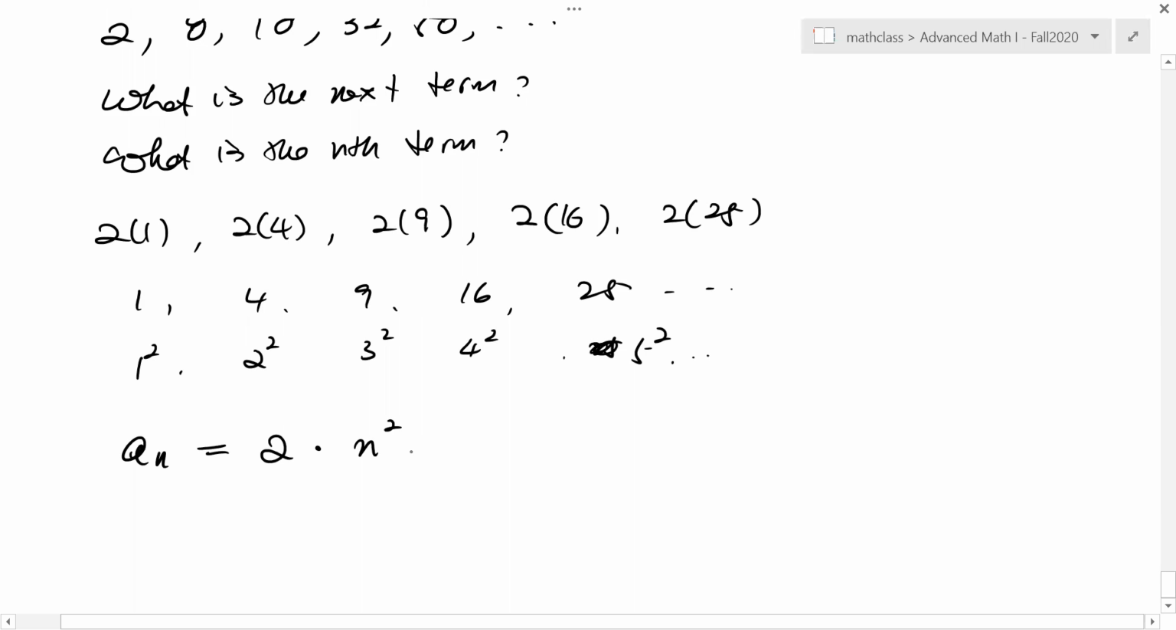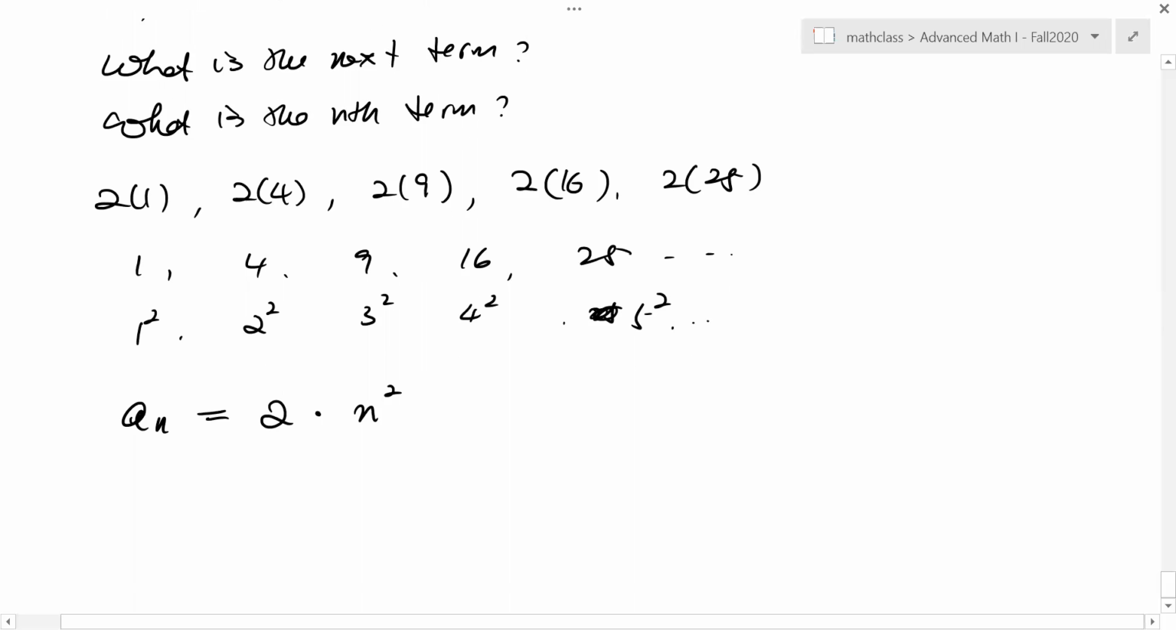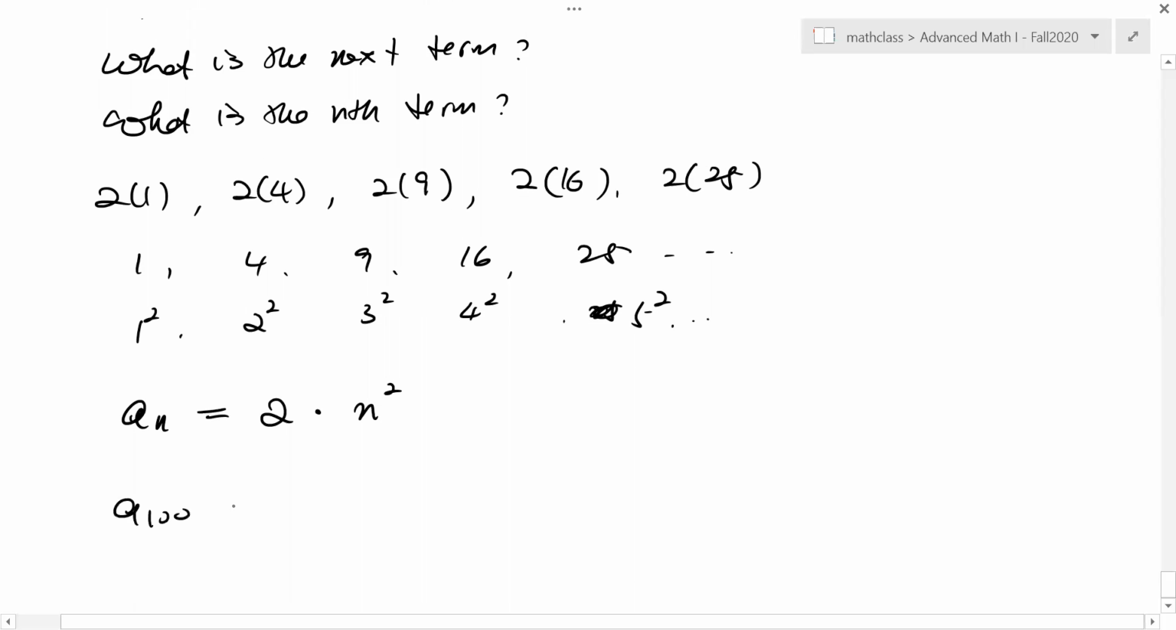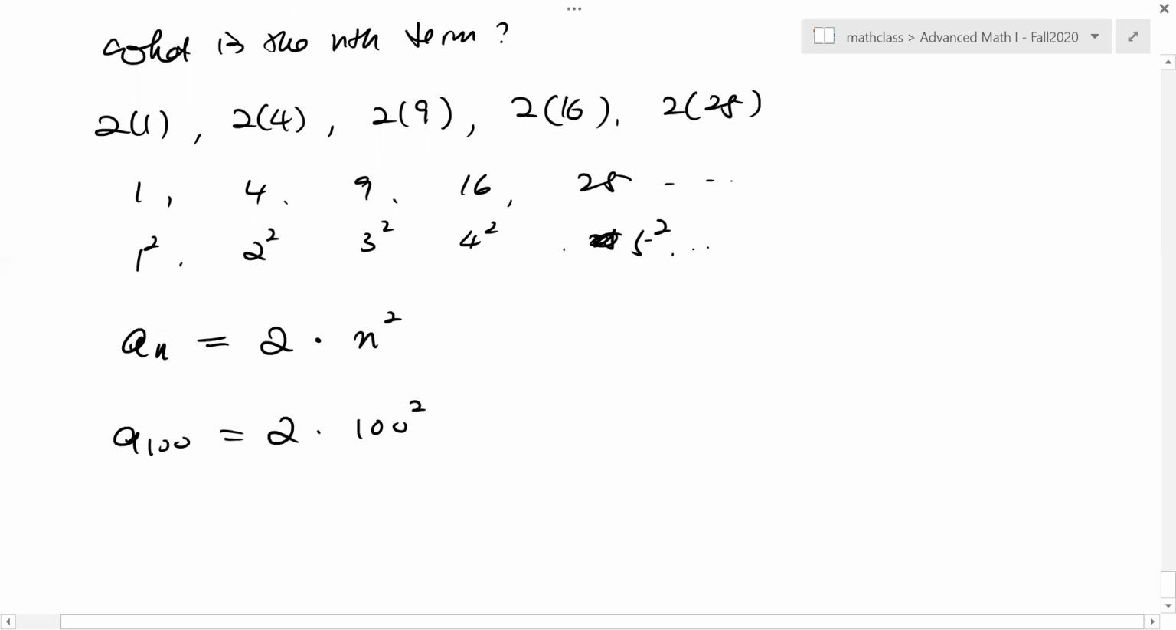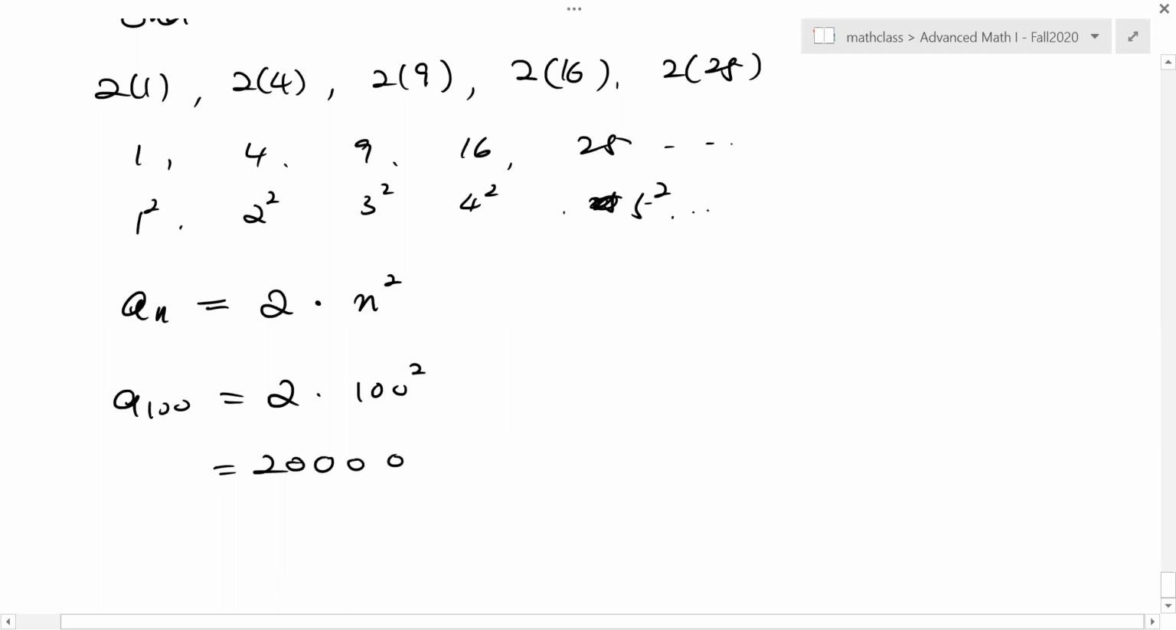So I can get the hundredth term: 2 times 100 squared. 100 squared is 10,000, you put 4 zeros here. So the hundredth term will be 20,000. That is how we get it.